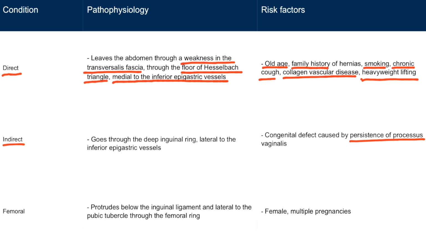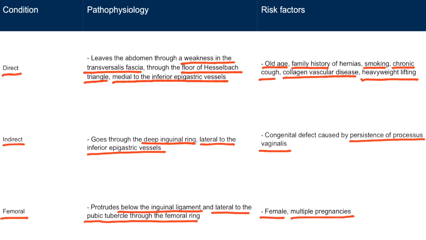Then we have the indirect hernia, which most of the time is a congenital defect caused by the persistence of the processus vaginalis. It goes through the deep inguinal ring lateral to the inferior epigastric vessels. Finally, we have a femoral hernia that protrudes below the inguinal ligament and lateral to the pubic tubercle through the femoral ring. It most commonly is seen in females with a history of multiple pregnancies.